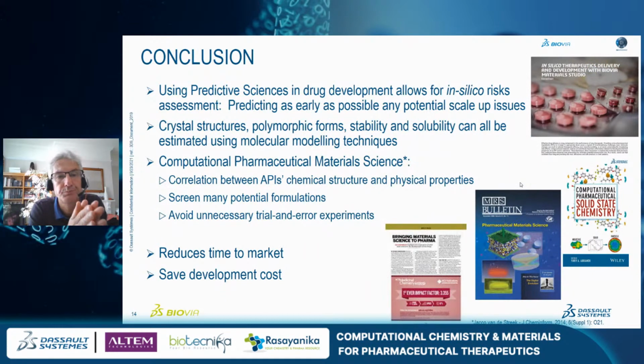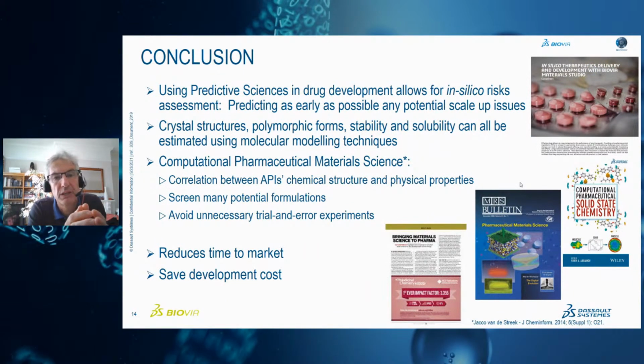So in conclusion, I would say that using predictive sciences in drug development allows for in silico risk assessment. We want to predict as early as we can the potential failures or issues a drug might have, such as low stability, low solubility, different polymorphs, and so forth. We need to assess the crystal structures, so we need to compute that, and we can do it with the tools of Material Studio. We try to correlate the API chemical structure with the physical properties. And we can screen many potential formulations.